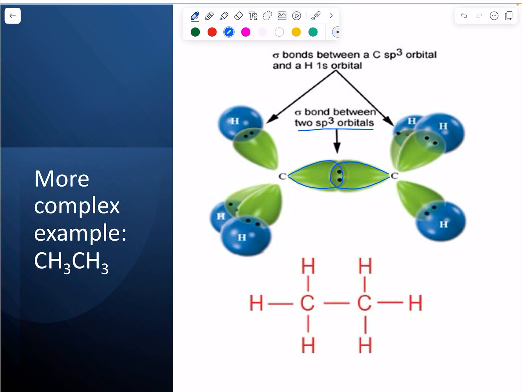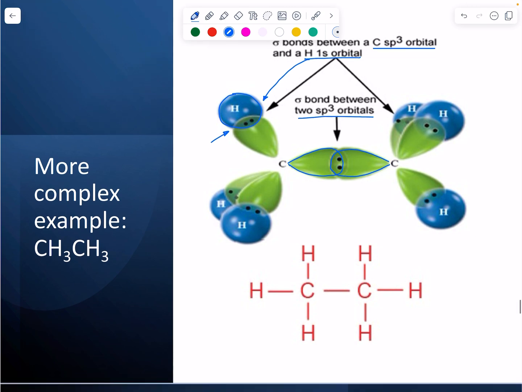But you'll recall that hydrogens just have s orbitals; they don't have p. And so when you have a sigma bond, a single bond between a carbon and a hydrogen, you have a sigma bond between an sp3 orbital on the carbon and the 1s orbital on the hydrogen. So that's that bond right there. That's the kind of thing when you have different types of elements in your molecule.